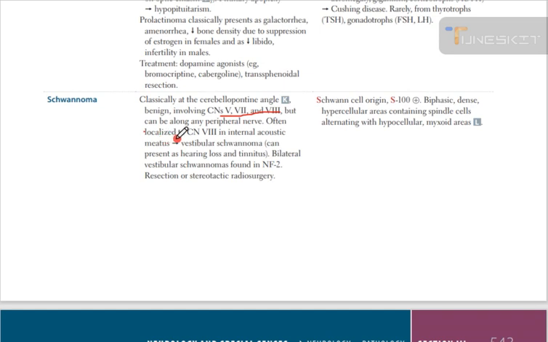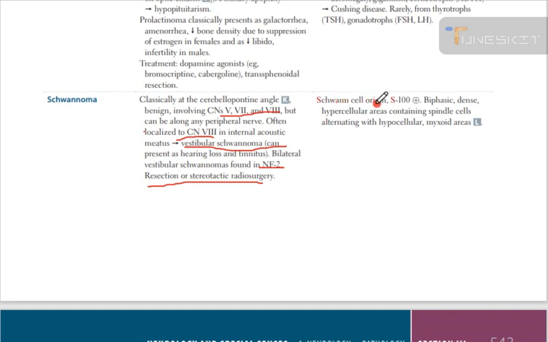It is often localized to cranial nerve 8 at the internal acoustic meatus, which is called vestibular schwannoma, and can present as hearing loss and tinnitus, as it is related to cranial nerve 8, especially its vestibular branch. So the symptoms belong to hearing. Bilateral vestibular schwannomas are found in neurofibromatosis type 2. Its treatment is resection or stereotactic radiosurgery.